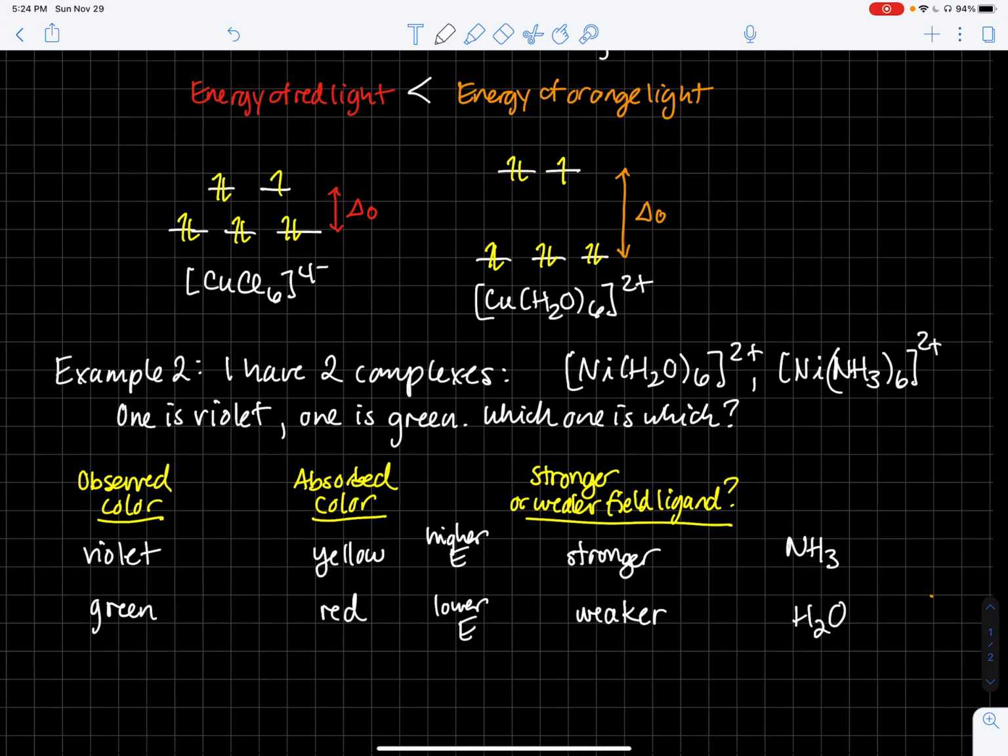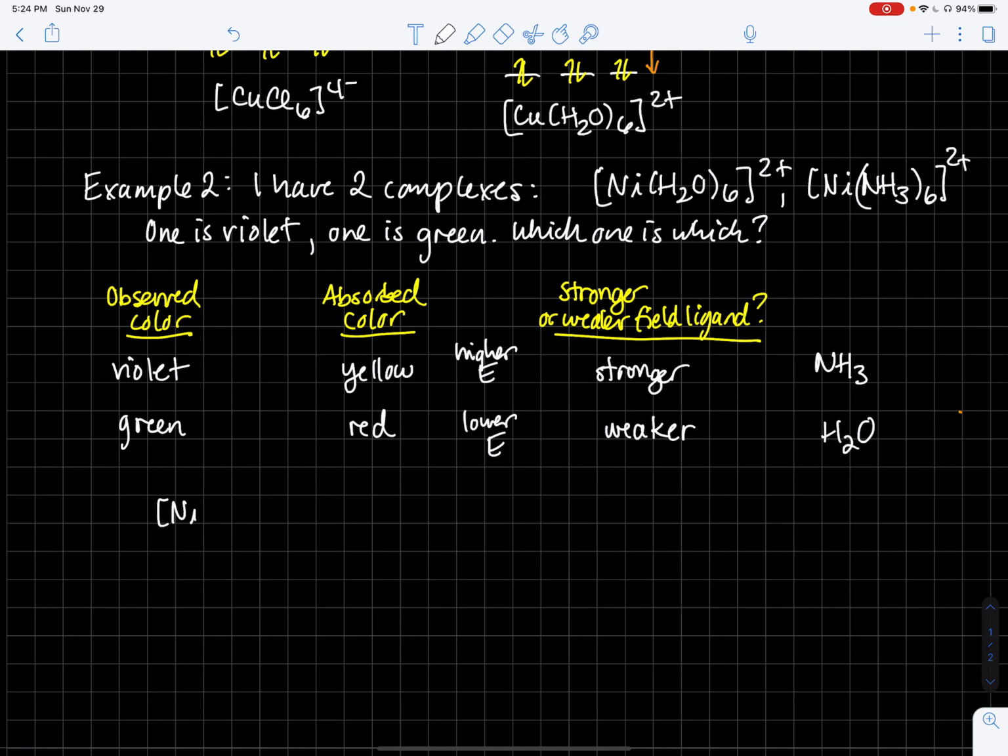My final answer then is that the first complex I was given with water, that is the weaker field ligand, so that one is green. And then the other one, which is nickel with 6 ammonias, and I didn't check here, but you can, that both of these are nickel 2 plus. Both the ligands here are neutral. You have to compare the same metal when you're comparing ligands this way. So nickel 2 plus with the ammonia ligand is the stronger field ligand, and so that one is violet.